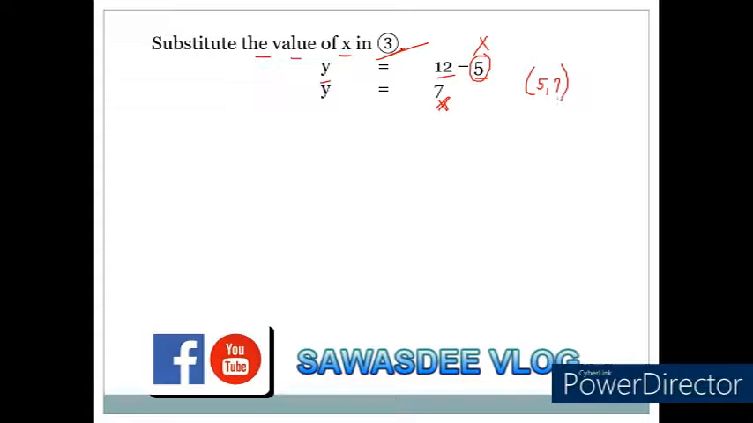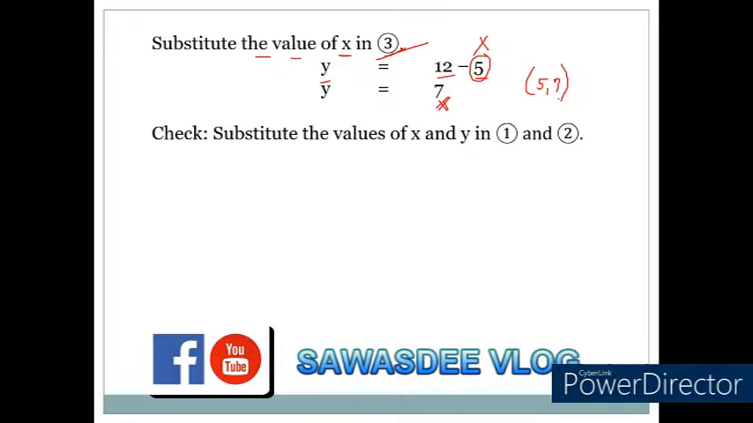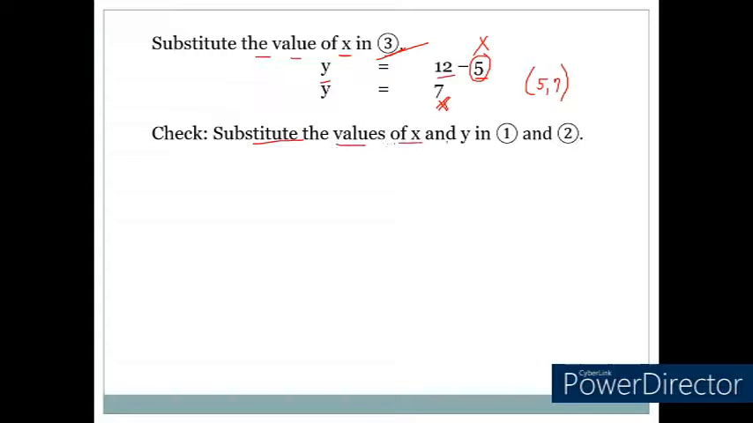In order to prove that these are the values of your x and your y, we need to check. How do we check that? To check this, we need to substitute the values of x and y in equation number 1 and equation number 2. As you can see, guys, we only use equation 1 and equation 2. We don't need to use equation number 3.